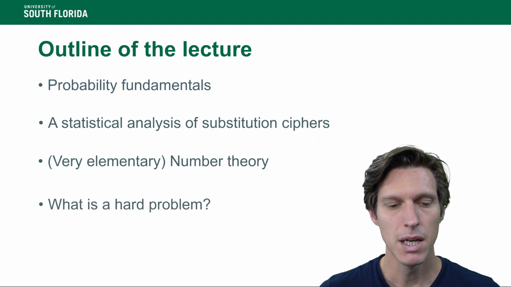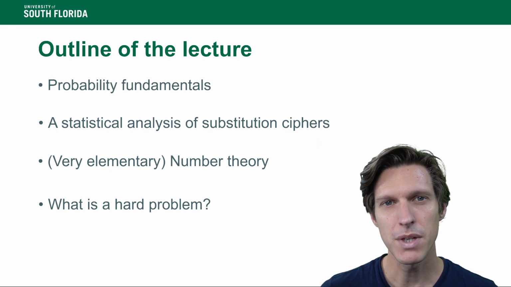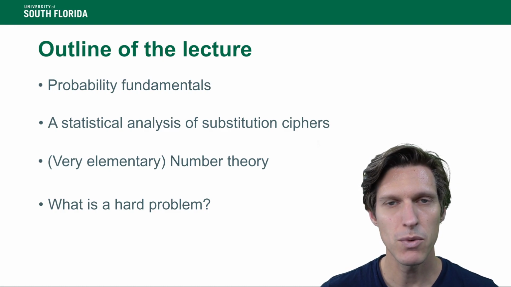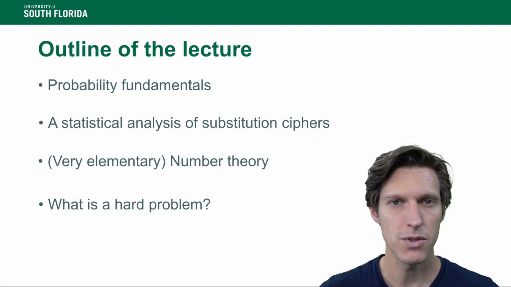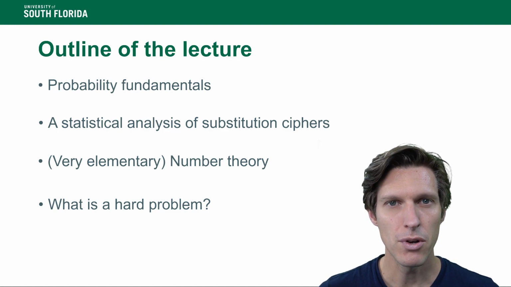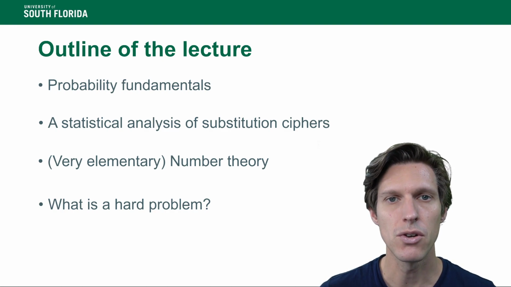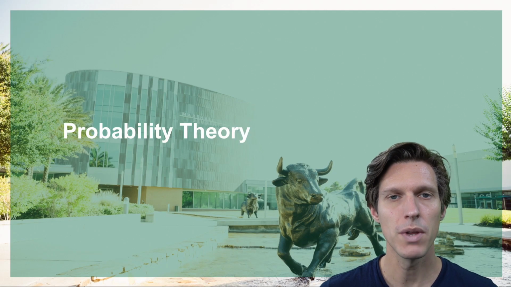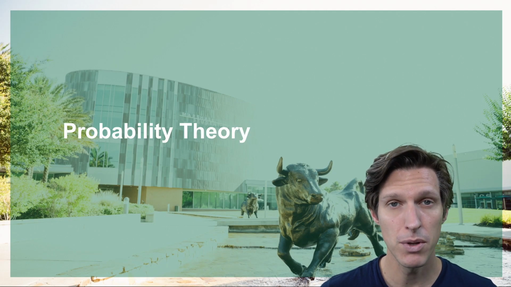And finally, we'll touch on something important from a computational standpoint, which is what it means for something to be hard. We'll see in particular that nothing is really impossible for computers, it just needs to be very expensive in order to give certain security guarantees. So let's get started with probability theory.